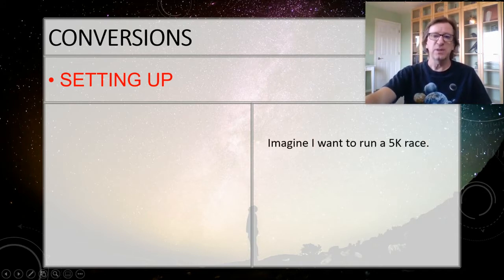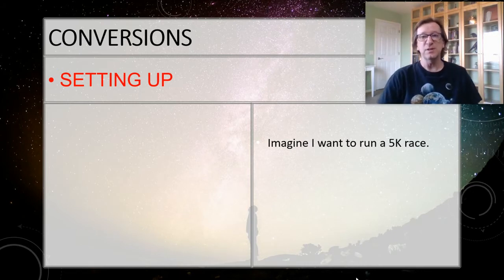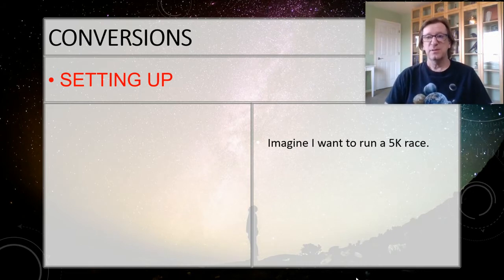So let's suppose that you want to run a 5 kilometer race. And that's a pretty common distance for a race. Does anybody know? Think about it. Do you know how far that is in miles, roughly? It's about 3 miles, somewhere in there. But we want to figure out exactly how far it is.